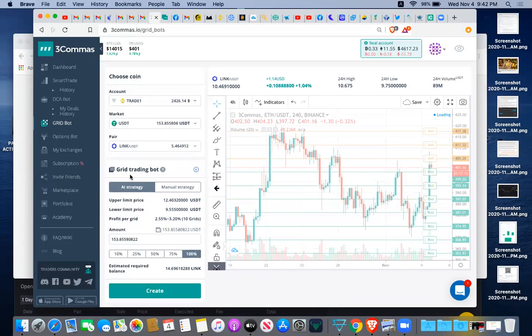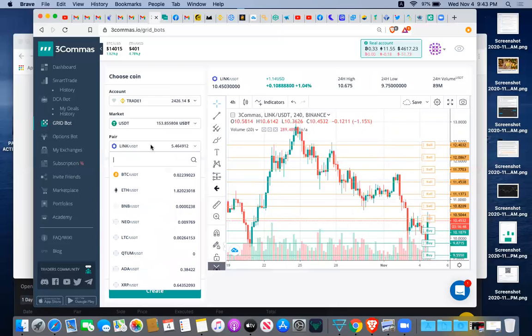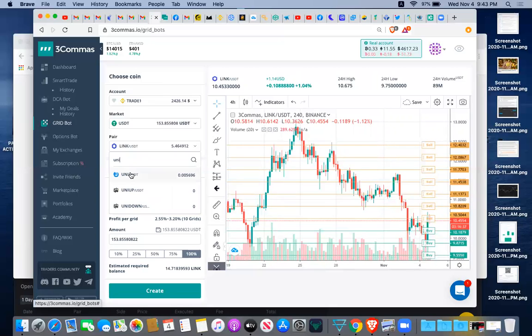So let's check Chainlink, upper limit maximum $12.4, and it can still come down to $9 possibly. So I can set the market here and just leave it. Okay, let's see UNI, Uniswap token.